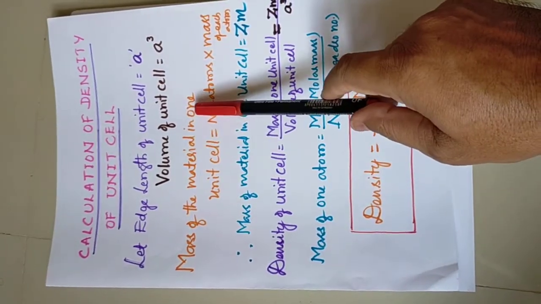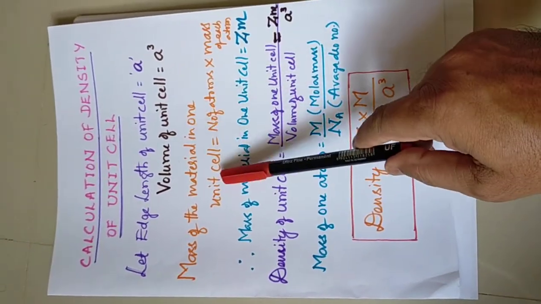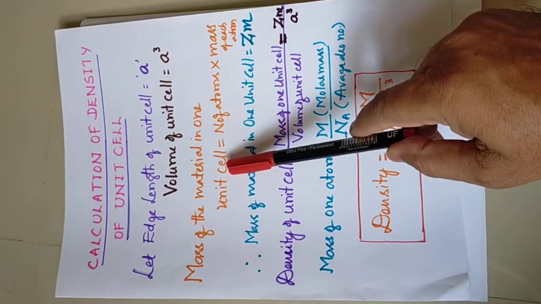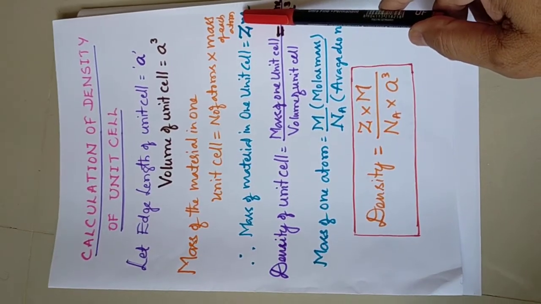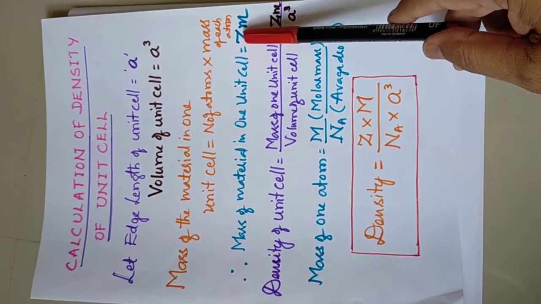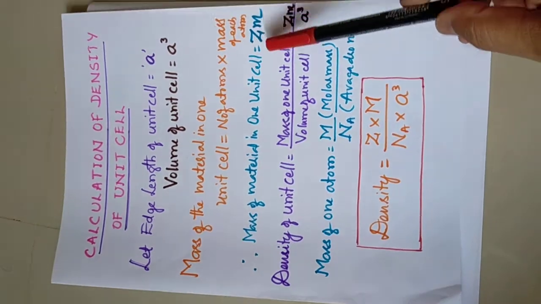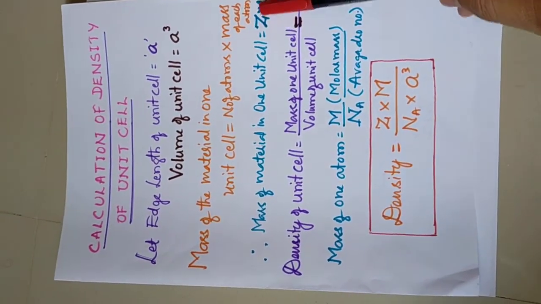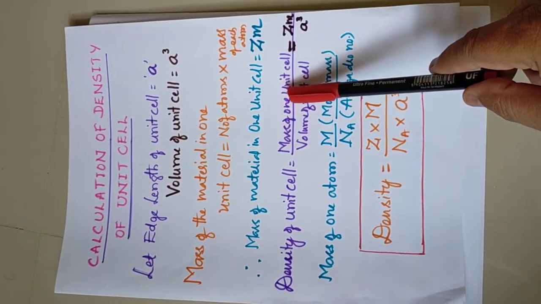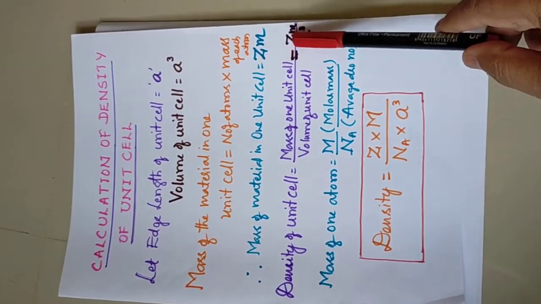Then what is the mass of the material in one unit cell, or the atoms in one unit cell? It is equal to the number of atoms times the mass of each atom. So the number of atoms is equal to Z, and the mass of each atom is m. Come to the density of the unit cell. Density of unit cell is equal to mass of one unit cell divided by volume of unit cell, Zm divided by a cube.